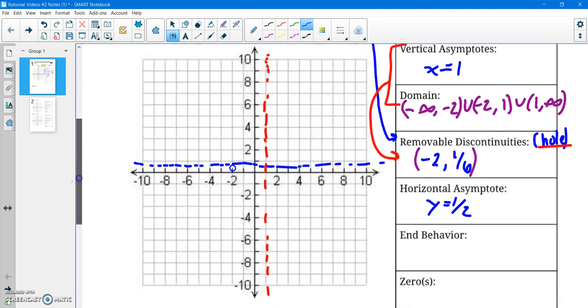End behavior: well, I have a horizontal asymptote. So as x goes to infinity, my y is going to go to that horizontal asymptote. As x goes to -infinity, my y is going to go to that horizontal asymptote.